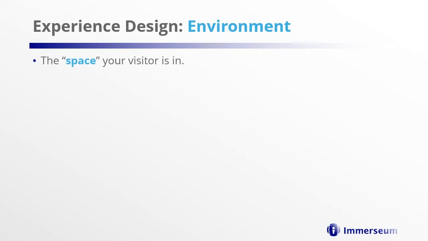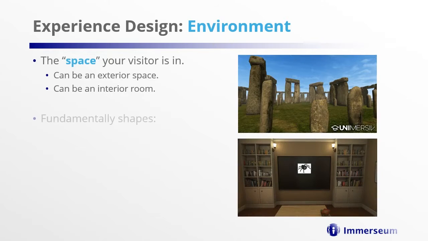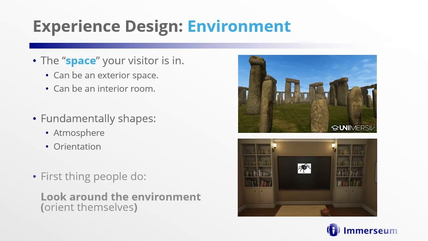Let's start with environment. When we talk about environment, we're basically talking about the space the visitor is in. The cool thing about VR is, as I said before, the space can be pretty much anything you can simulate. It can be an exterior space, it can be an interior room, and what the environment fundamentally shapes are two things in the visitor's mind. One is atmosphere: the emotional tone, the frame of mind that your learner has when they first enter your VR exhibit.